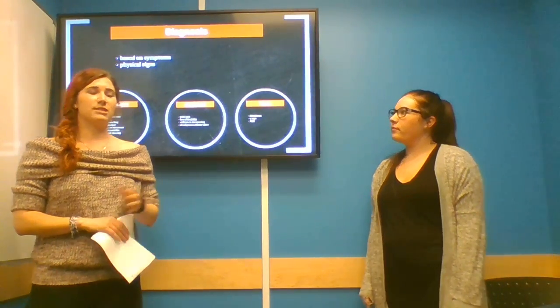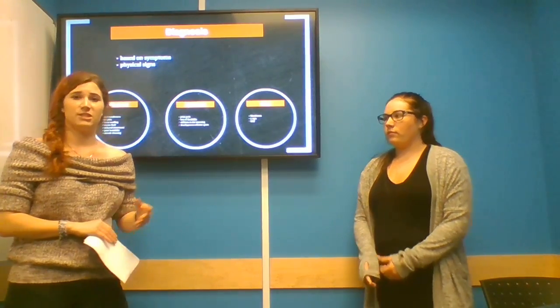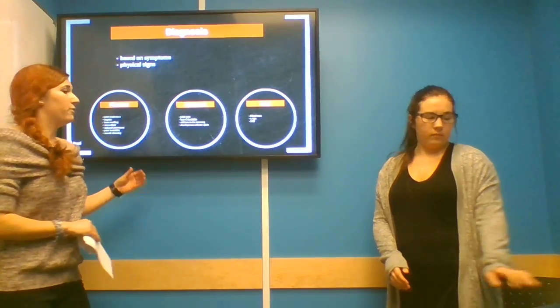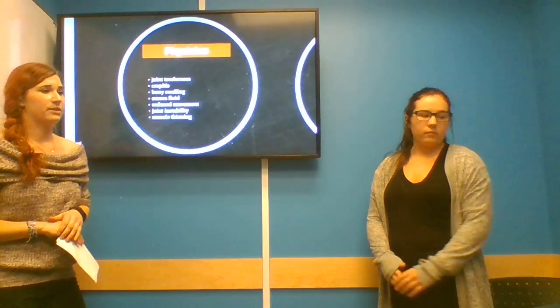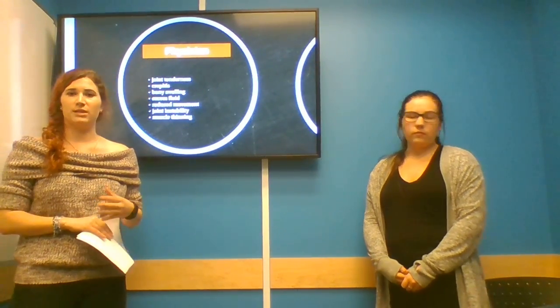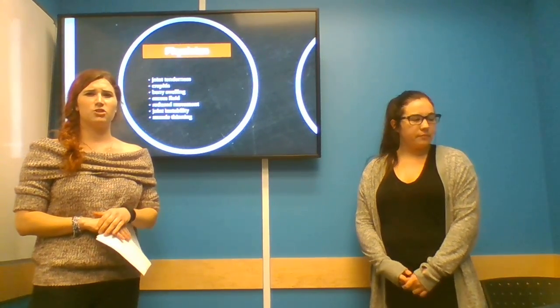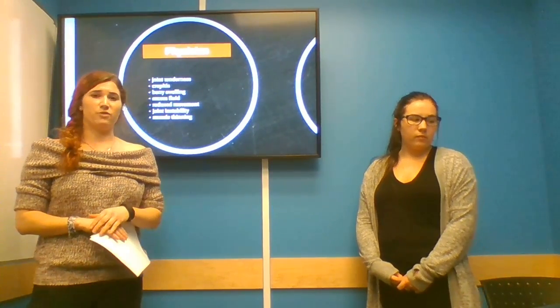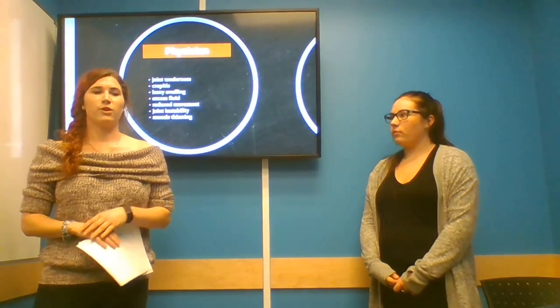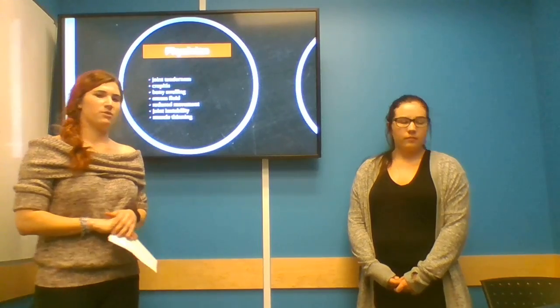The diagnosis of OA is based on the symptoms that you're having that your physician will see. So what your physician is going to be looking for is joint tenderness, crepitus in the joint itself when you move it, bony swelling, excess fluid in the joint capsule, reduced movement, so reduced ranges of motion or painful ranges of motion, joint instability, and muscle thinning.